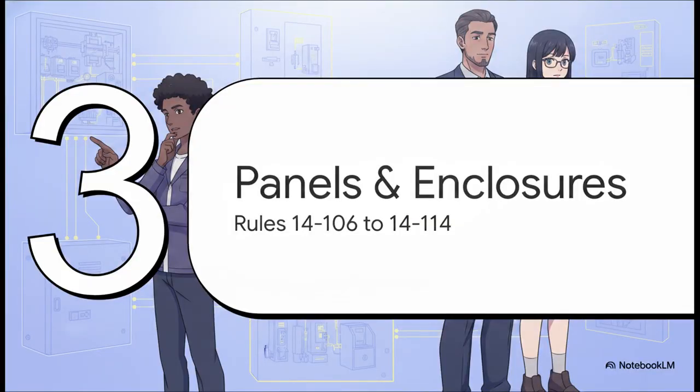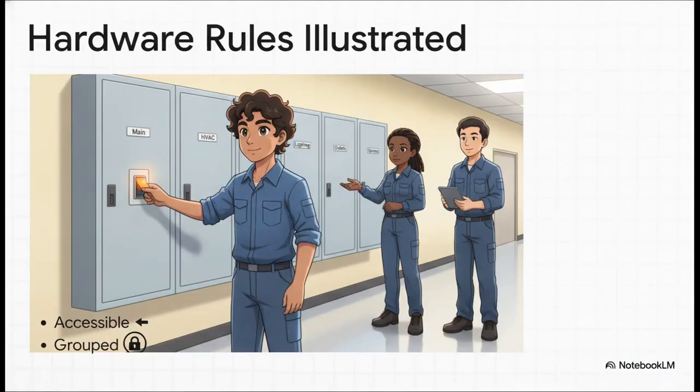Moving on to panels and enclosures, Rules 14-106 through 14-114. Let's talk physical hardware. According to Rule 14-106, overcurrent devices must be in readily accessible places and grouped wherever practicable. Let's be real here. You shouldn't need a ladder and a pirate's treasure map just to find a breaker to reset it. Rule 14-108 says they need to be enclosed in cutout boxes or cabinets to keep them safe from dampness. And crucially, you have to be able to operate those breaker handles without opening any door that exposes you to live electrical parts. That's just basic, life-saving safety on the job.